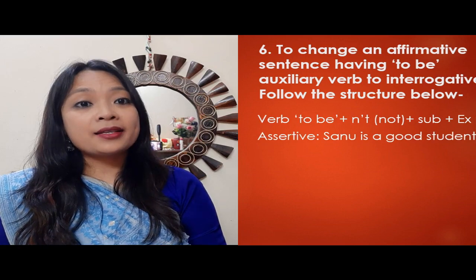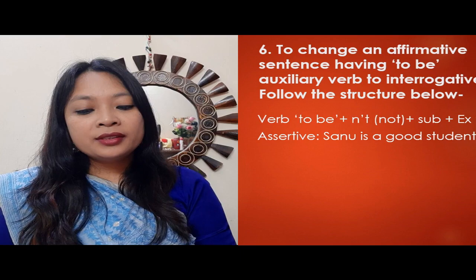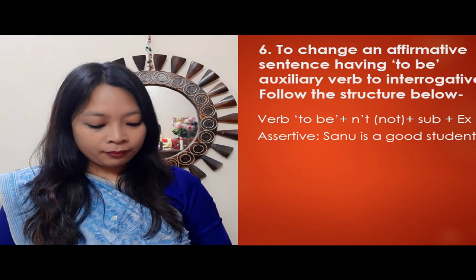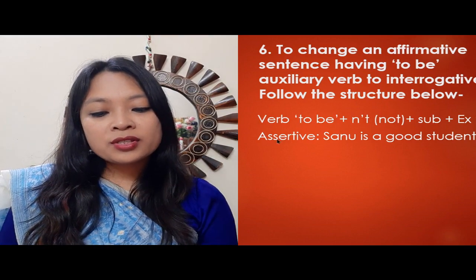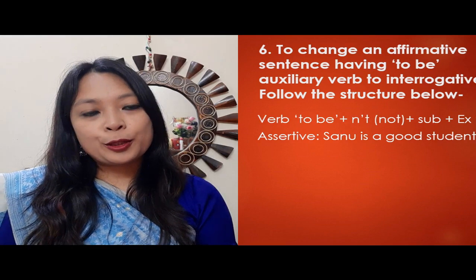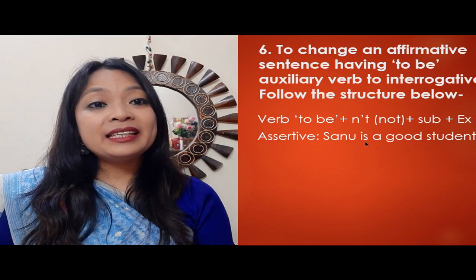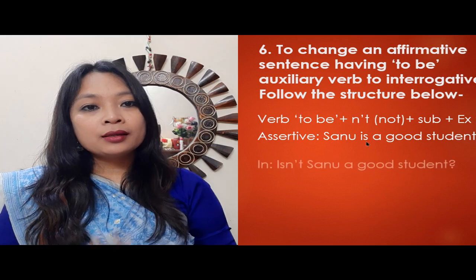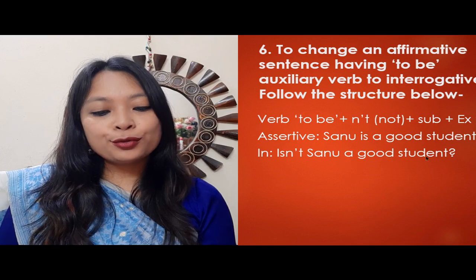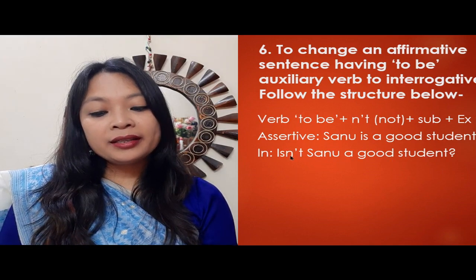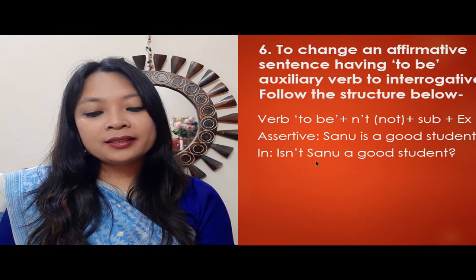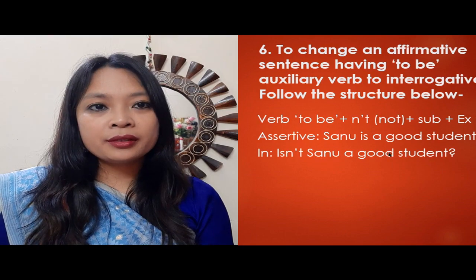So dear boys, suppose here we have an example. Suppose you have an assertive sentence like Sanu is a good student. So how to change this sentence? Firstly, we have to write down the auxiliary verb at the very beginning of the sentence. So we are going to write down is first. So we are writing, isn't Sanu a good student, or is Sanu not a good student? Isn't Sanu a good student?